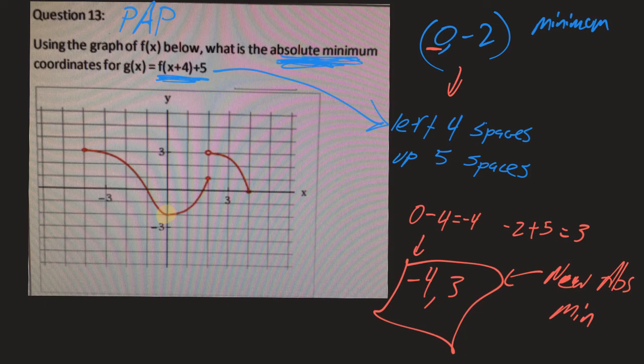So my academic guys, you were not doing the transformations. That's all you needed to do was identify that minimum. Pre-AP, you guys were going to transform it, so you would have shifted it 5 spaces up and 4 spaces to the left.